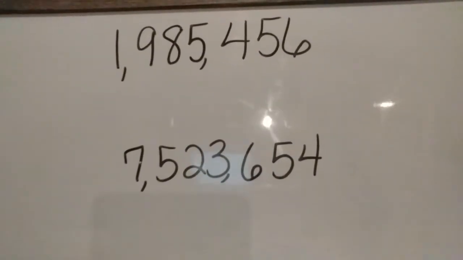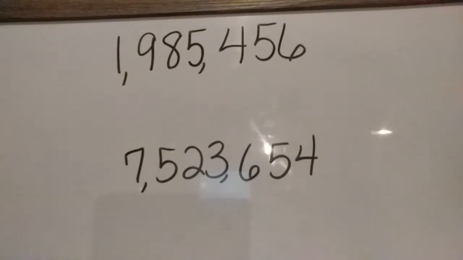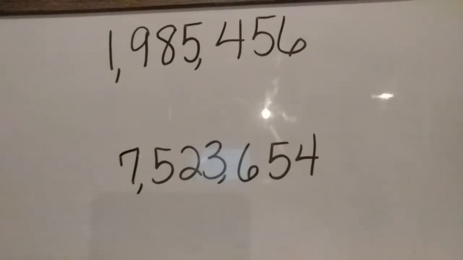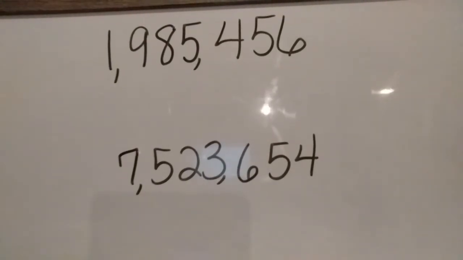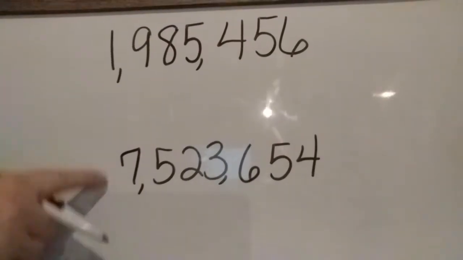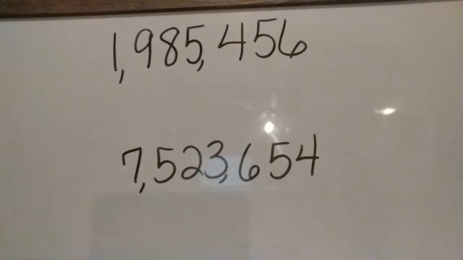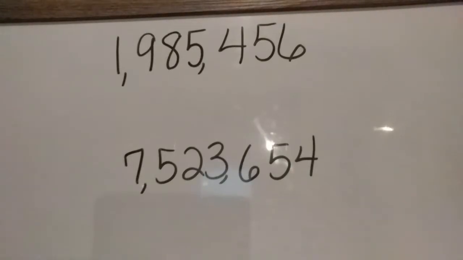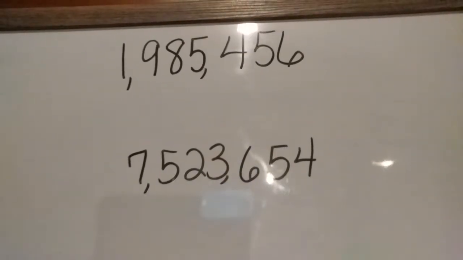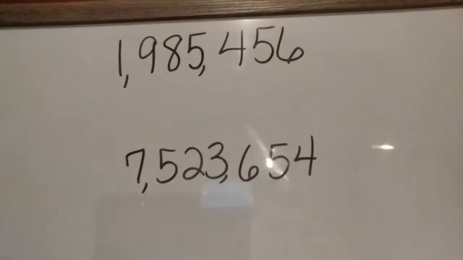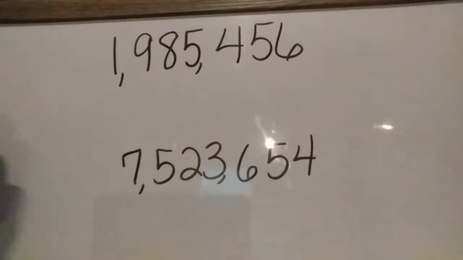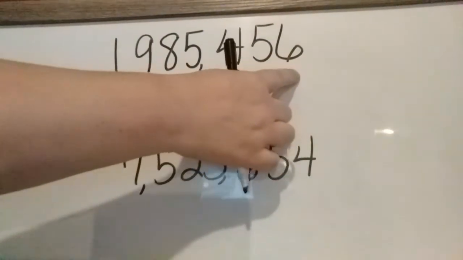For the bottom row of instructional resource number 7, the first question says round each number to the nearest 100,000, and it gives you these two numbers. So if we look at 1,985,456 first, it says to round. So in my mind, I'm saying round where? To the nearest 100,000. So I'm going to use my place value.